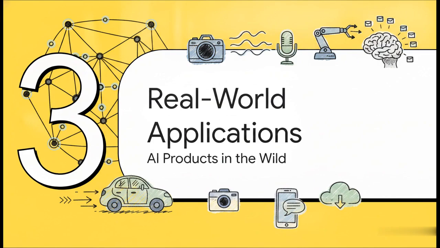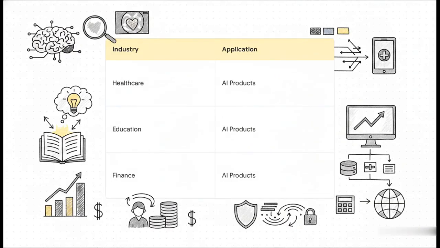Section 3. Real-world AI applications. Neural networks in the wild. Now, what's really interesting about this slide is seeing how this exact workflow solves massive real-world problems. Over in healthcare, these aren't just generic tools. We're talking about AI analyzing microscopic anomalies in MRI scans to spot tumors way earlier than humanly possible.